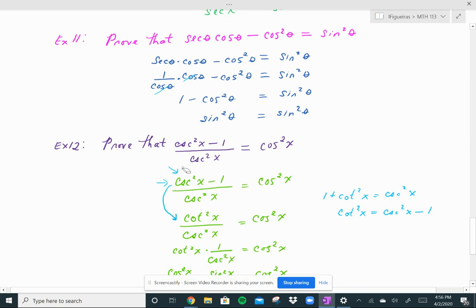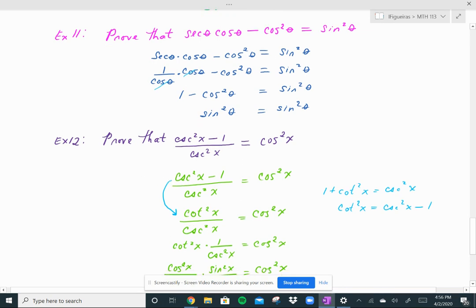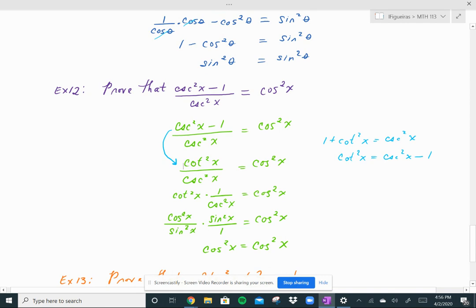Okay, so now my left side will get rewritten in terms of something else. So my cotangent squared gets rewritten as cosine squared of x over sine squared of x. And 1 over cosecant squared gets written as sine squared of x. The sine squareds cancel in that step right here. So you're left with cosine squared of x equals cosine squared of x. So the identity has been proven.